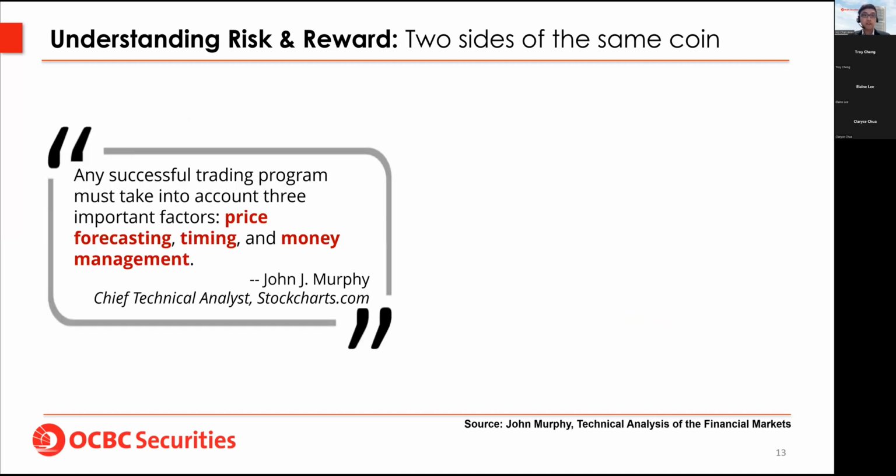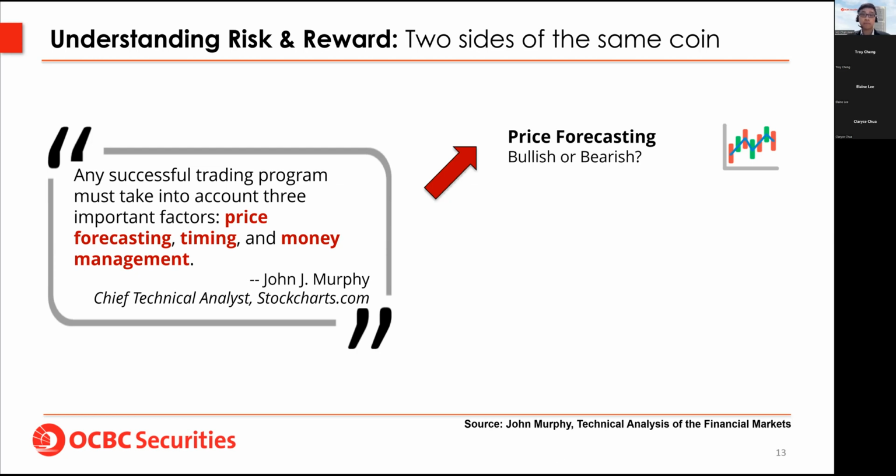First, a quote by John Murphy, Chief Technical Analyst of StockCharts.com and author of many well-known technical analysis books. He said any successful trading program must take into account three important factors: price forecasting, timing, and money management. First of all, price forecasting, which is what we have covered over the past 4 sessions. Looking at things like news, the macro environment, and how the stock is doing based on a chart and technical analysis helps you get an idea of whether it's going to be bullish or bearish.